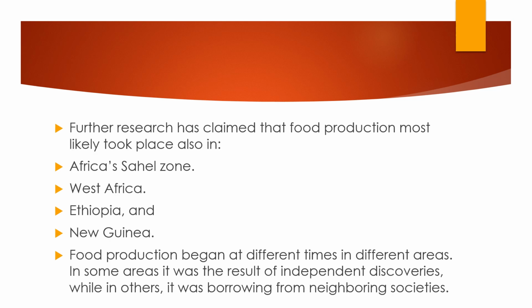Further research has indicated that food production most likely also took place in Africa's Sahel zone, West Africa, Ethiopia, and New Guinea. So food production began at different times in different areas. In some areas, it was the result of independent discoveries, while in other areas, it was from borrowing from neighboring societies.